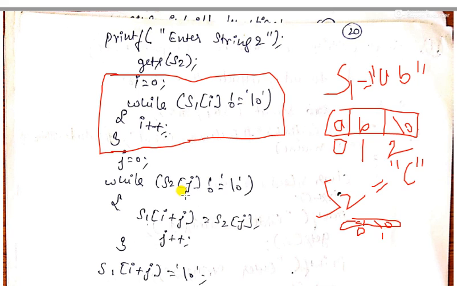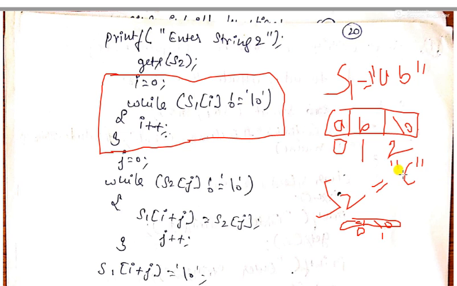s2 of j not equal to null character. s2 of j is what now? s2 of 0 is C, not equal to null character. Now s1 of i plus j: i value is 2, 2 plus j is 0, so s1 of 2. For s1 of 2 we are assigning s2 of j. s2 of j, with j value 0, is C. So now that C will be assigned to s1 of 2.